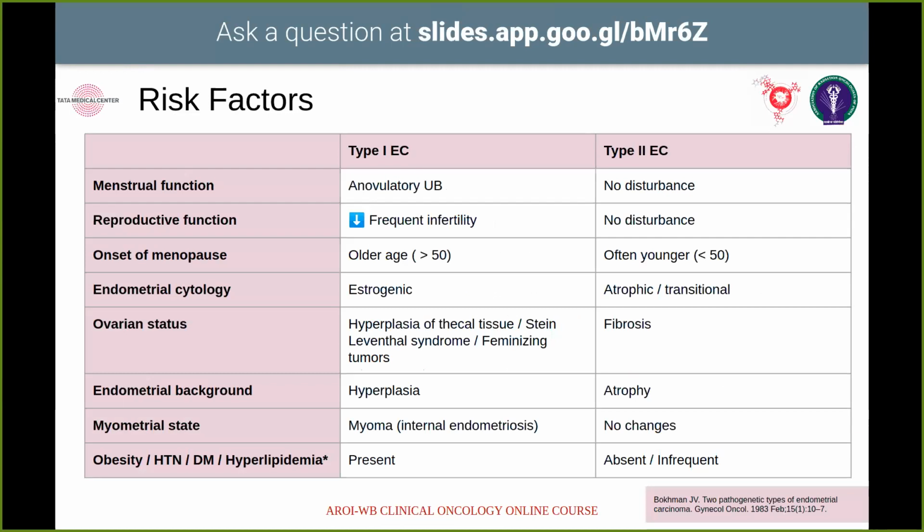And when we talk about the types of endometrial cancer, these are the two types. And on the rows, you can see all the risk factors. I will not go through them one by one for you. If you wish, you can take a look at Bokhman's classification. The important thing for you to understand is that the type 1 endometrial cancers are known to be associated with an estrogenic state.